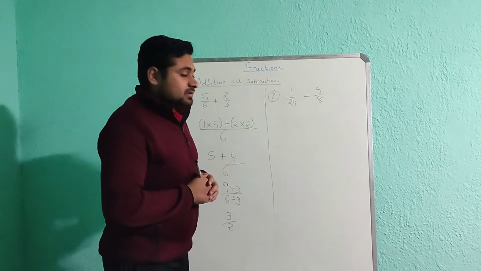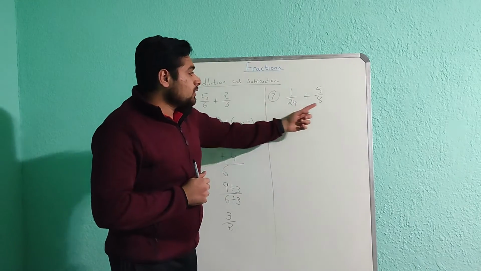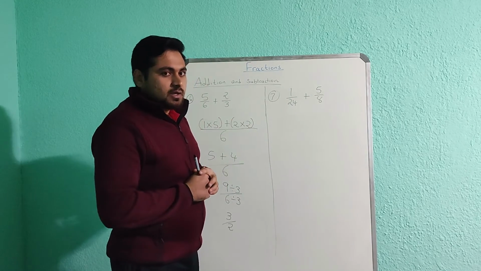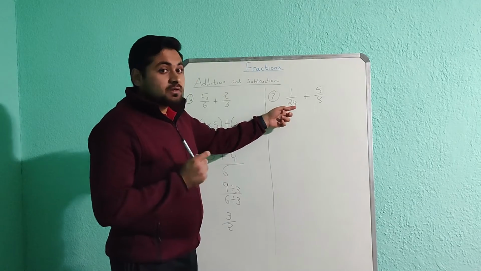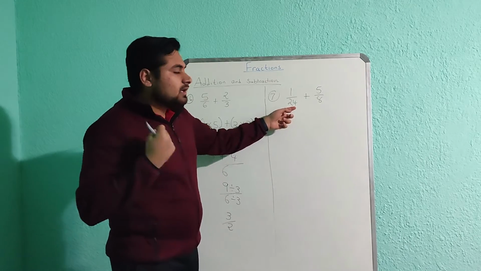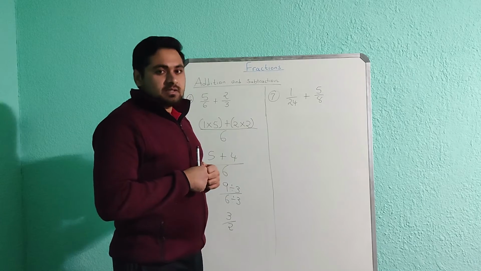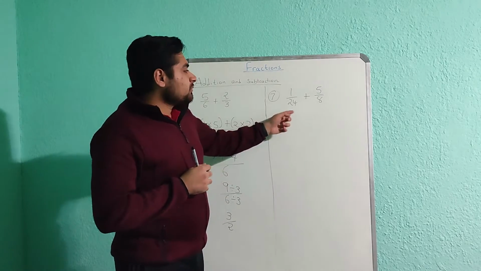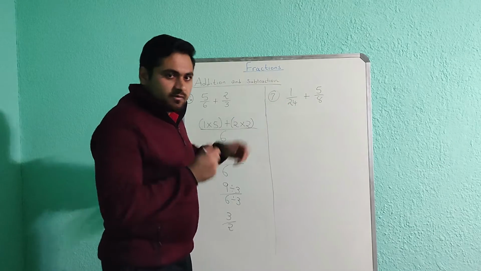So question 7 says 1 over 24 plus 5 over 8. Here also we have different denominators. So first we go to the denominator of the first fraction and ask ourselves, can 24 go into itself? Yes, it can once, without a remainder. Now can 8 go into 24 without a remainder? It can, 3 times. Hence both numbers can go into 24, therefore our common denominator is 24.